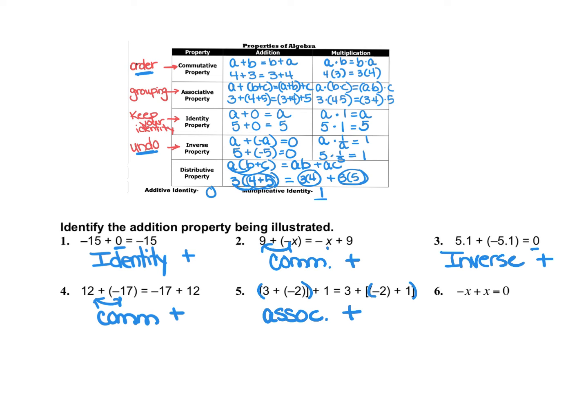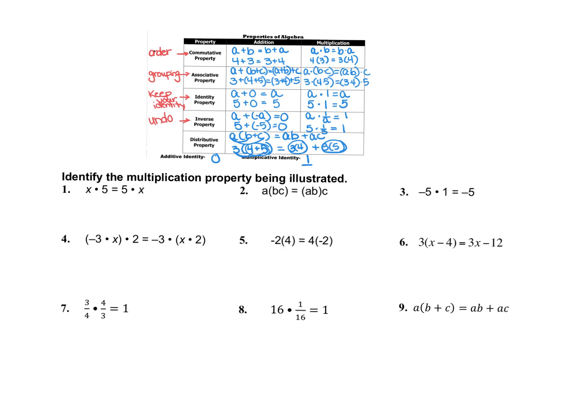And then our last one here, I have negative x plus x is equal to 0. Again, notice how I've canceled it out. Negative x and x went down to 0. And remember, when you undo something, this is going to be the inverse property of addition. All right, so now let's take a look at the multiplication properties.